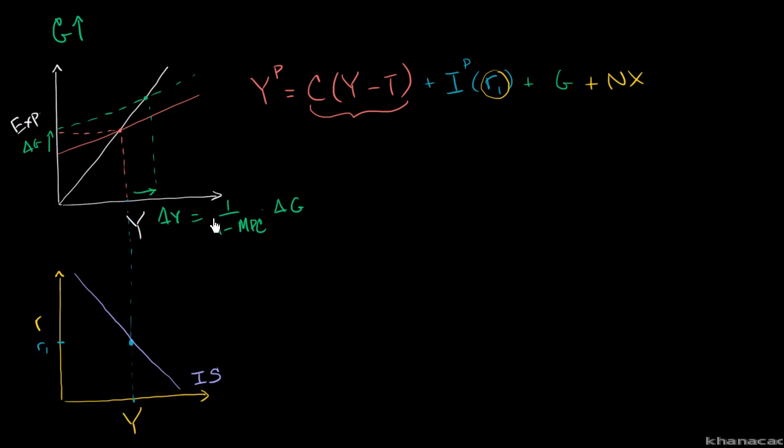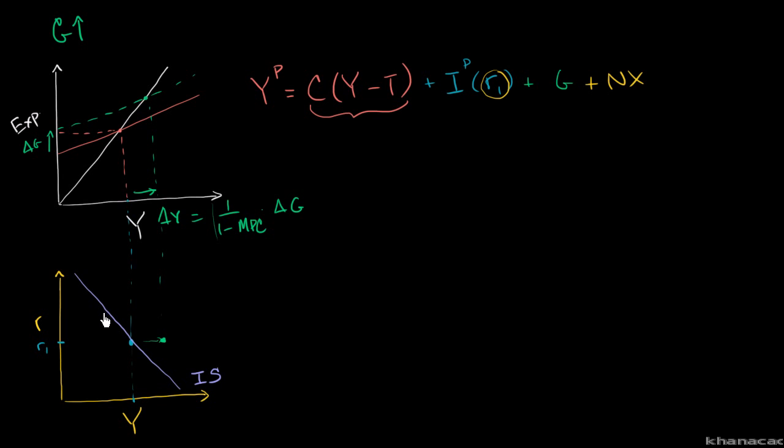But you don't have to worry about this too much for the sake of this video. That's just a little bit of a review. But the whole reason why I'm doing this is we're saying, look, we're assuming R1 didn't change, and when we increased government spending, it shifted GDP up by that amount. So when you increase government spending, at R1, it shifted by that amount.